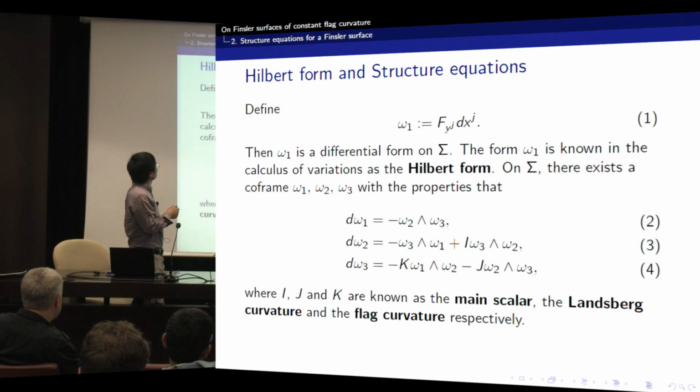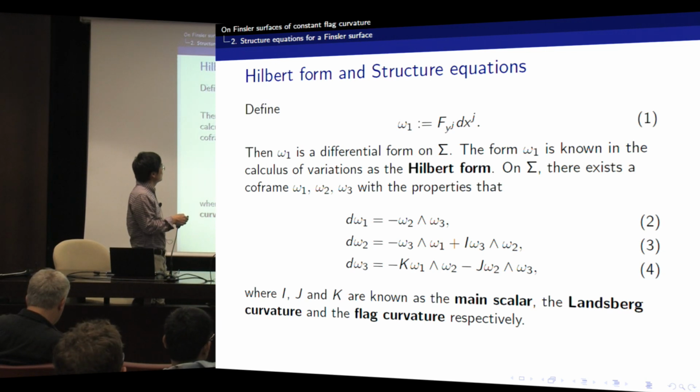Now we discuss the Hilbert form and the structure equations. Define omega 1 equals f_{y^j} dx^j. This is a global differential form, a one-form on sigma. The form omega 1 is known in the calculus of variations as a Hilbert form. On sigma, there is a coframe omega 1, omega 2, and omega 3.